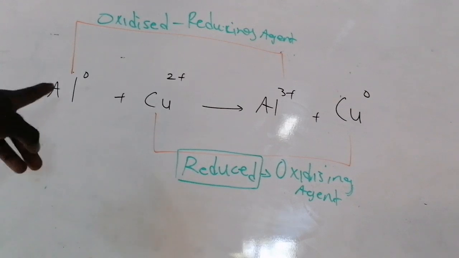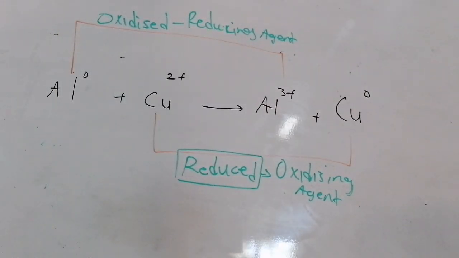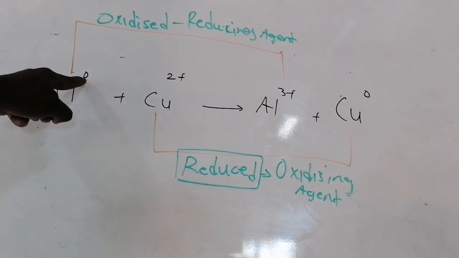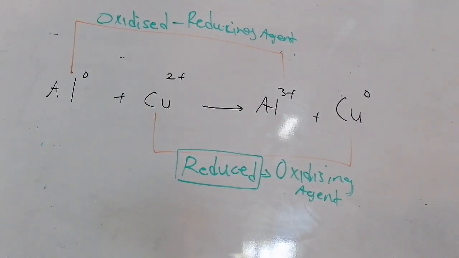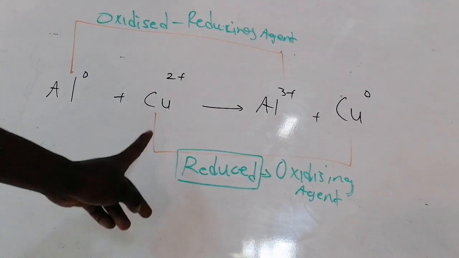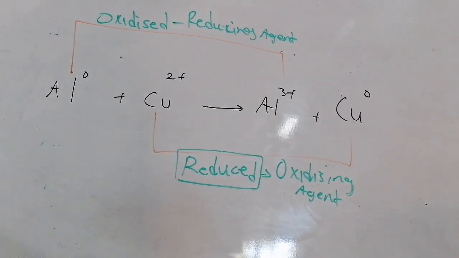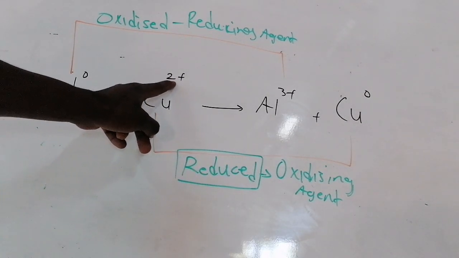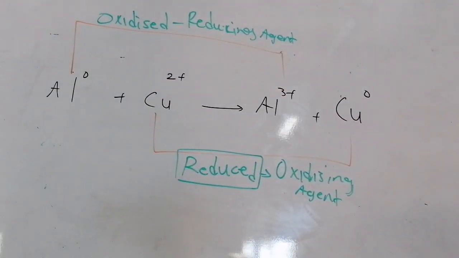So if they ask you why Al undergoes oxidation, it's because the oxidation number increased from 0 to +3, then you get your 2 marks. Why are you saying that copper undergoes reduction? It's because the oxidation number decreased from 2 to 0, then you get your 2 marks. So it's very important that you know that.